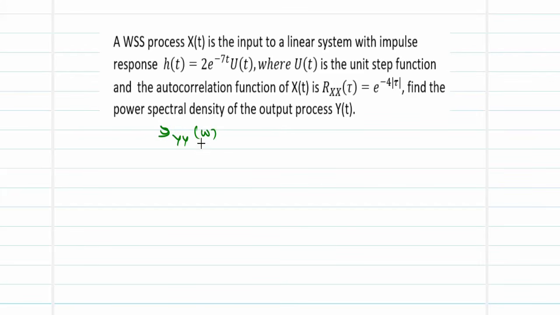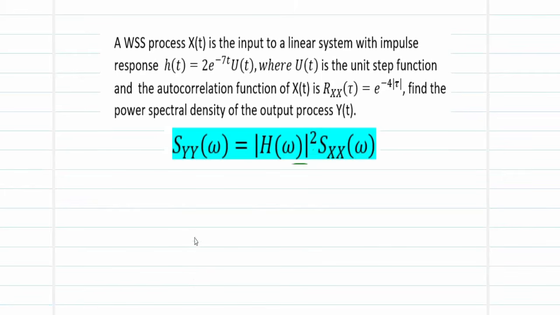And my Syy of omega depends on two quantities now. What are they? One is going to be h of t and the other one is going to be my autocorrelation function. So what do I know about connecting all these three components? I know that Syy of omega is modulus of H of omega the whole square into Sxx of omega. So there are going to be two components required over here. One is going to be H of omega, which can be got from our h of t. The other one is going to be Sxx of omega, which can be got from our Rxx of tau. So we will move on step by step.